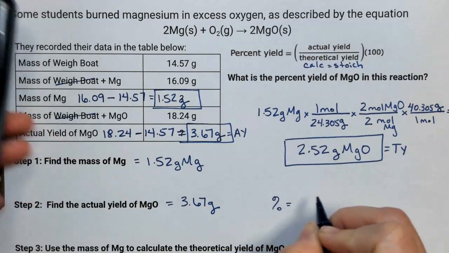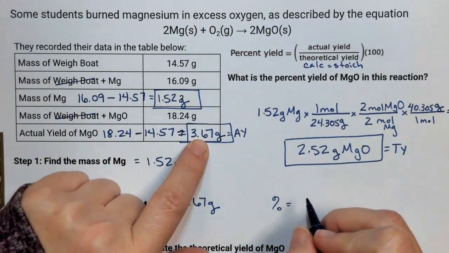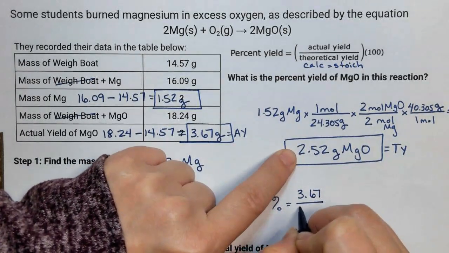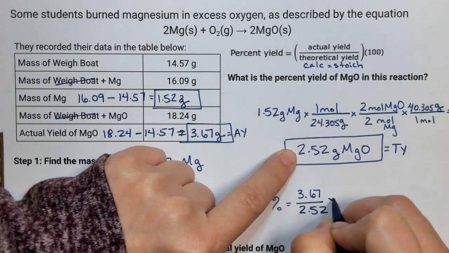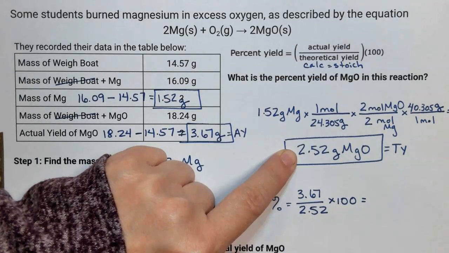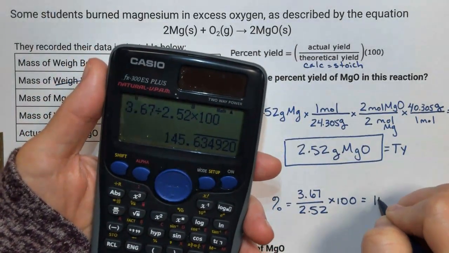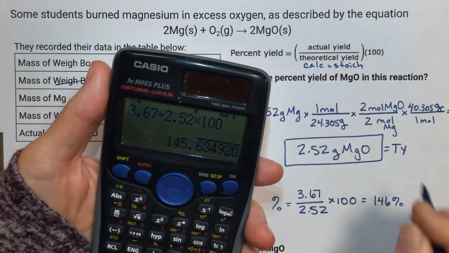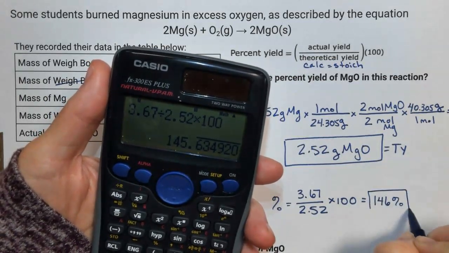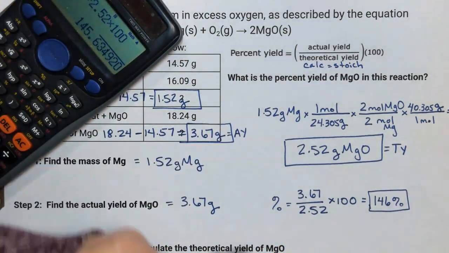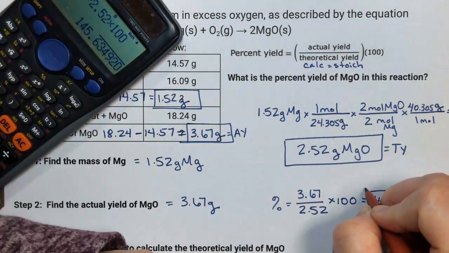The percent is going to equal the actual divided by the theoretical times 100, and that's going to give me my percentage. Now we end up with a very large number, 146%, and that is not a realistic number. However, we did do the math correctly, so this is unrealistic.